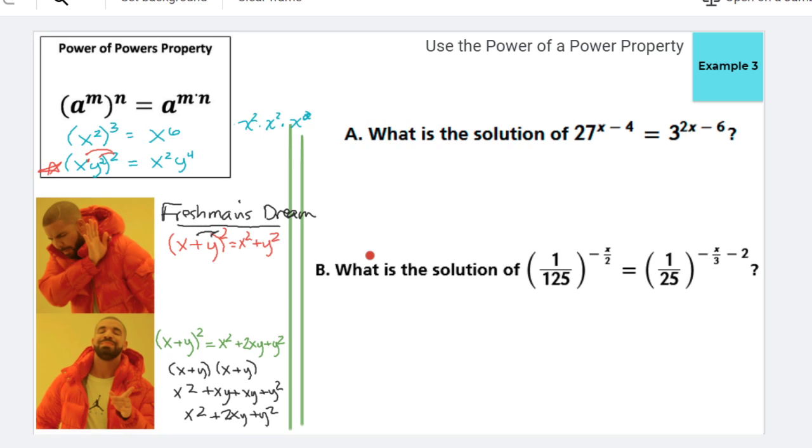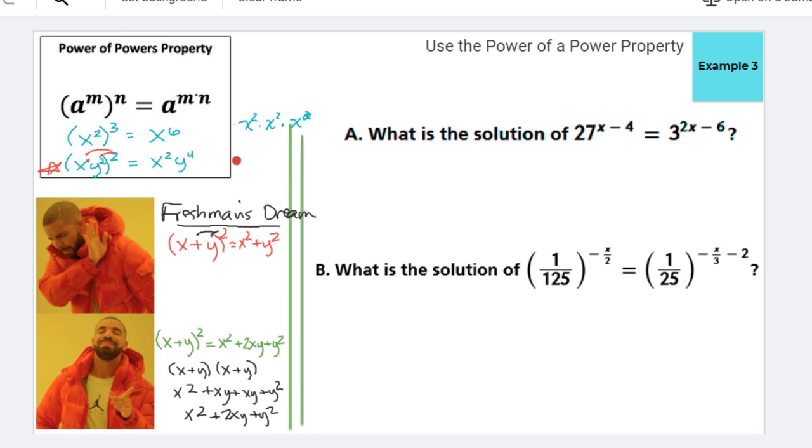Okay, so do you see how if you just distribute this square, you lose out on this middle term? It's not up here. So make sure that you don't make that mistake. Okay, only distribute that exponent across when it's multiplied. Okay, if there's a plus or a minus in here, get out of town.